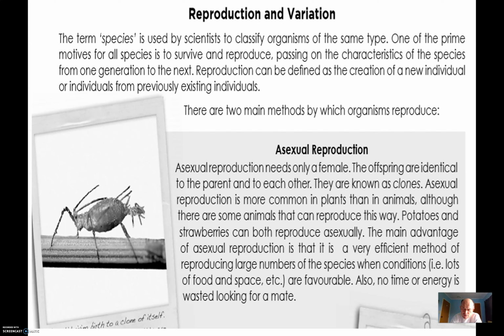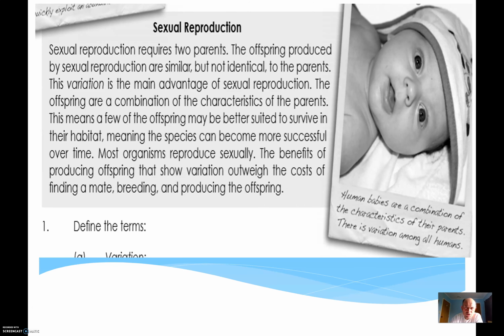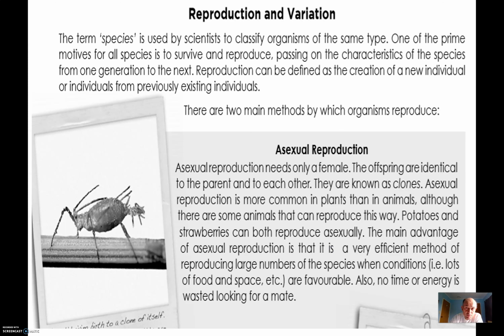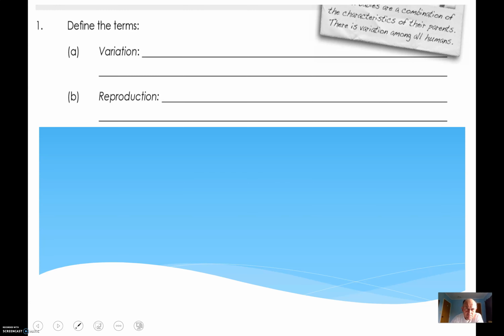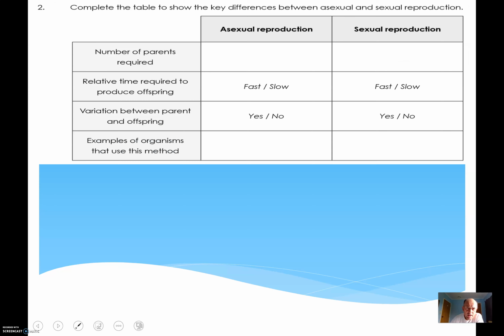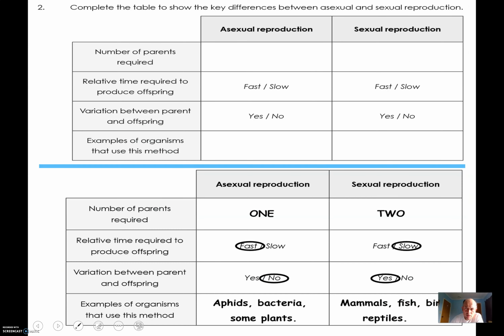Anyway, I'm going to zoom through this today. This is the stuff from page 131. I want to look at reproduction and variation, particularly starting with asexual reproduction. Asexual: a means not, sexual means with two parents, so asexual means only one parent. And then I want to look at sexual reproduction. Then some questions on variation and reproduction with answers, and some questions on asexual and sexual reproduction with answers.